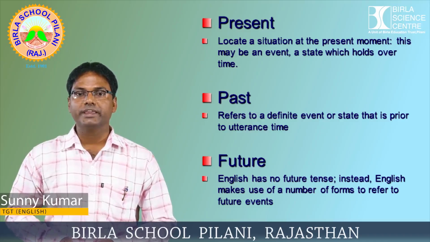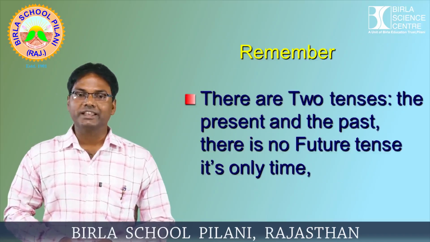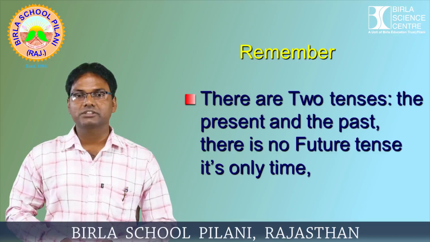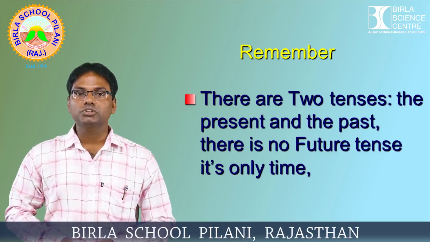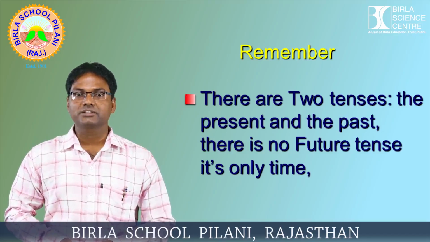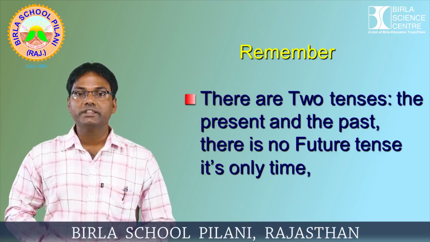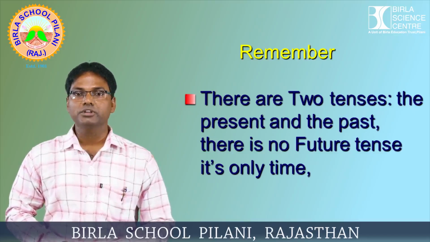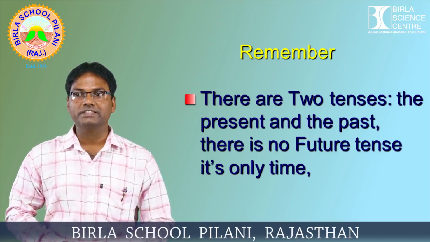The third one is future tenses. In future tenses, actually let me remind you that the traditional grammar says there are only 2 types of tenses, that is the present and the past. There is no future tense, it's only time. Remember, there is no existence of future tenses. Present tenses and past tenses are only there.